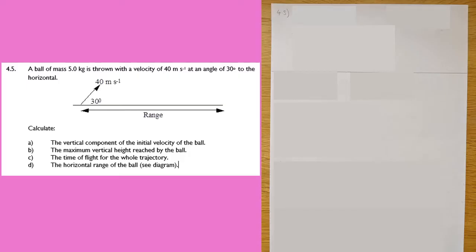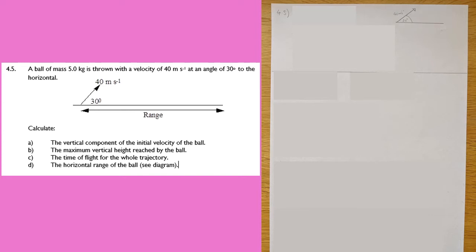Let's have a look at question 4.5 from last week's questions. So a ball of mass 5.0 kilograms is thrown with a velocity of 40 meters per second at an angle of 30 degrees to the horizontal. So we can see that in the picture here. And we're trying to calculate four things. We want the vertical component of the initial velocity of the ball, the maximum vertical height reached by the ball, the time of flight for the whole trajectory, and the horizontal range of the ball. The range, as we can see from the diagram, is just another name for the horizontal distance or displacement in this situation.